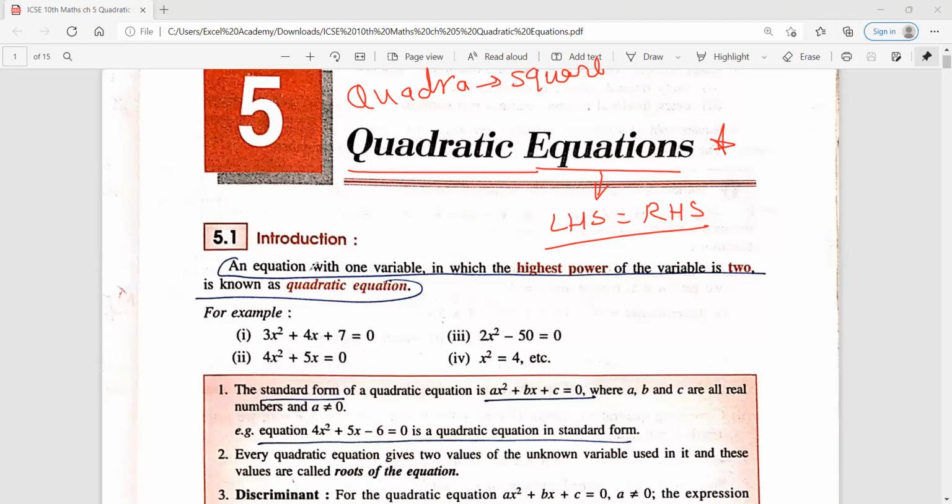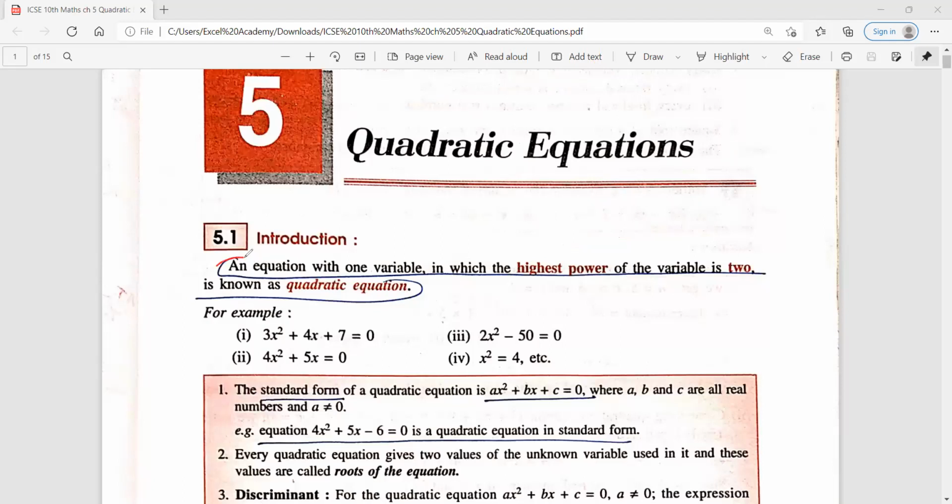So what is a quadratic equation basically? An equation with one variable, in which the highest power of the variable is 2, is known as a quadratic equation. I'll give you two examples. Let's say 5x square plus 6x plus 2 is equal to 0. This is a quadratic equation, right?